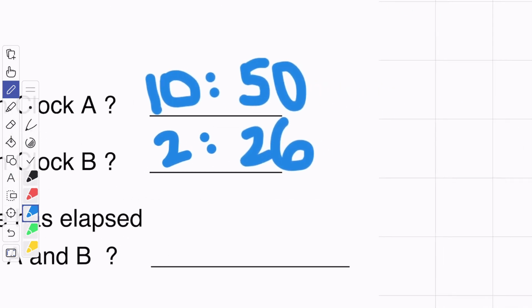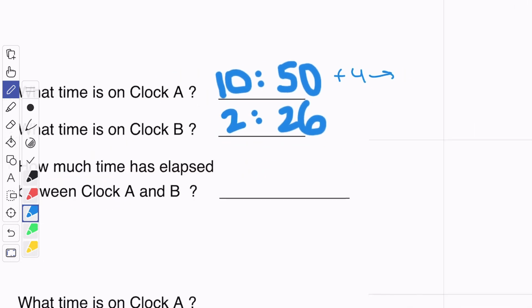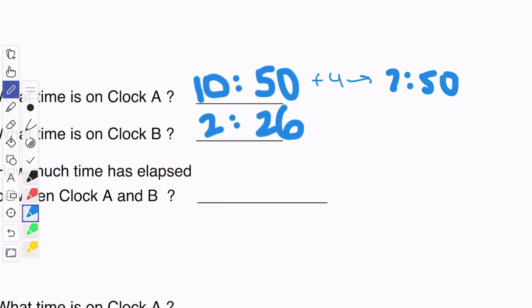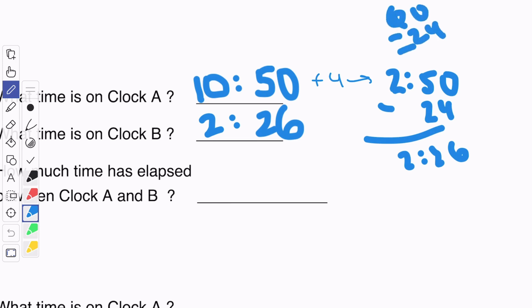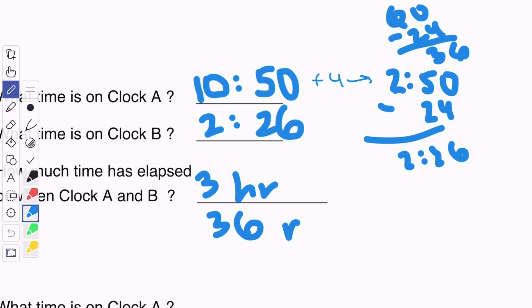Now we're going to see how we get to here. So we're going to add 4 hours to get to 2:50, but we need to subtract 24, sorry. 24 to get to 2:26. So we're going to subtract 60 minus 24, which we get 36. So it's 3 hours and 36 minutes.